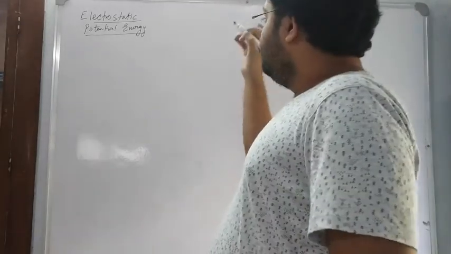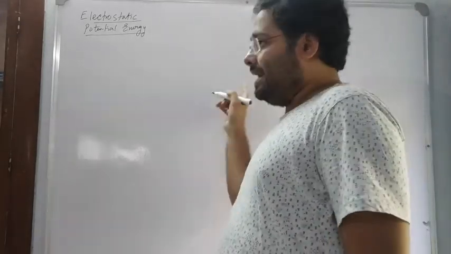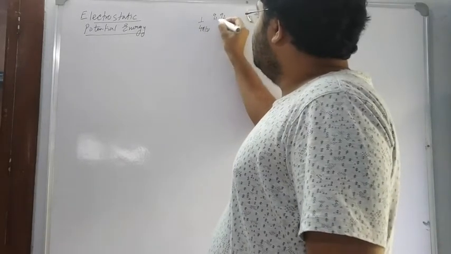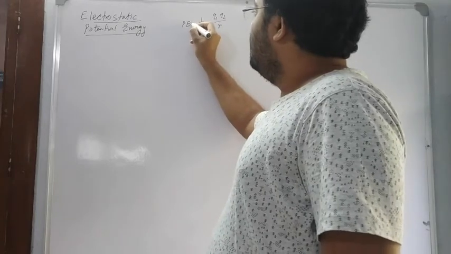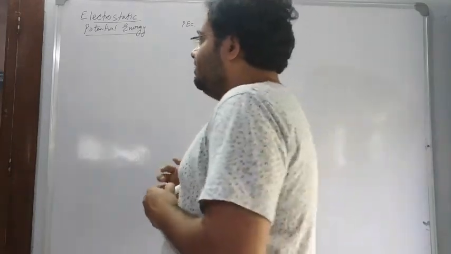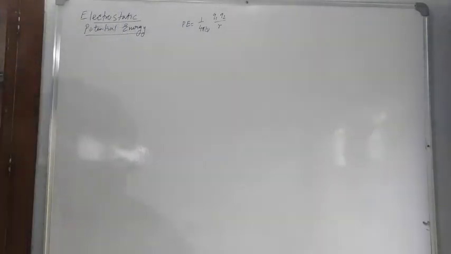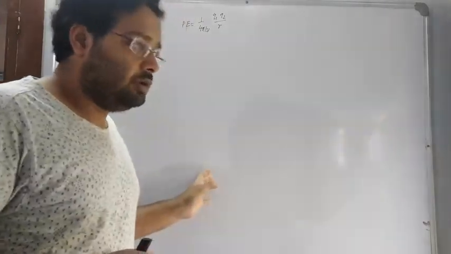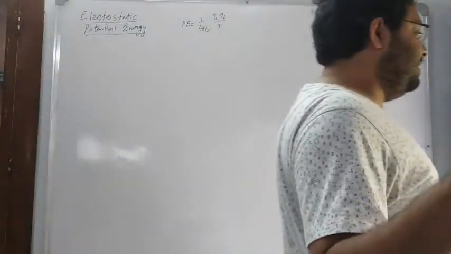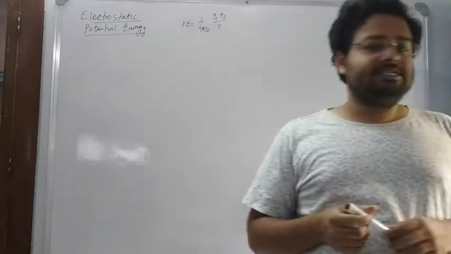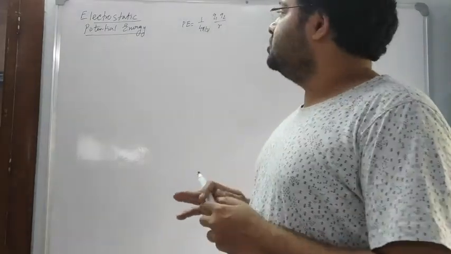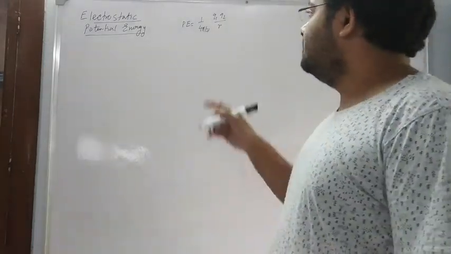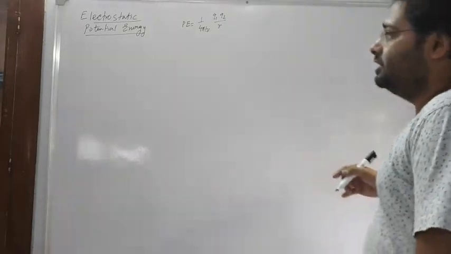Now for that particular formula, 1 by 4 pi epsilon naught q1 q2 by r, you must remember this: we have assumed electrostatic potential energy to be 0 while the charge is at an infinite distance. Infinity is our reference point, and at infinite distance the potential energy will be 0. Again, similar to the gravitational case. The potential energy formula is almost like gravitational.